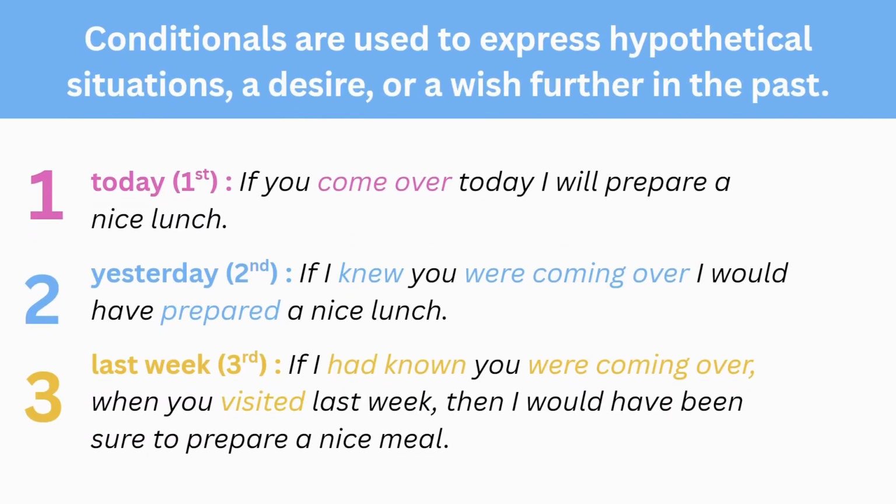Today, if you come over, I will prepare a nice lunch. Second, if I knew you were coming over, I would have prepared a nice lunch. Third, if I had known you were coming over when you visited last week, then I would have been sure to prepare a nice meal. Once again, notice the different tenses, the simple present, simple past, and then the past participle.